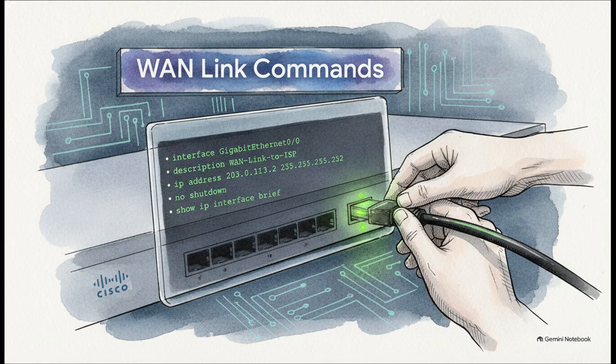Trust me, future you will be grateful. Then you assign the IP address and subnet mask that the ISP provided. But here is the trick. On Cisco routers, physical interfaces are administratively disabled by default. You literally have to explicitly type no shutdown to wake the port up.